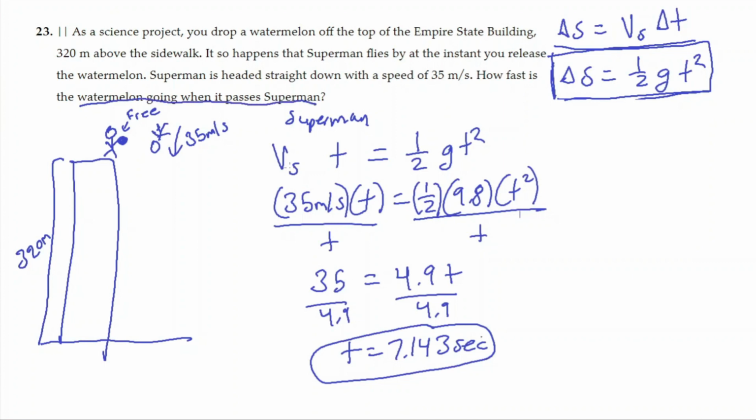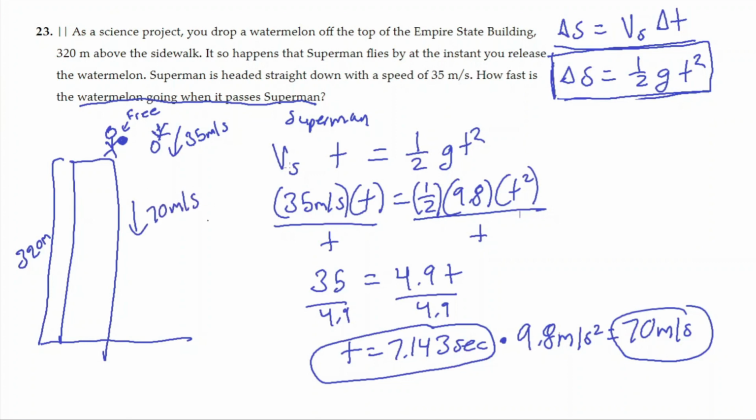So we know that it passes Superman after 7.143 seconds. What we could do is just multiply it by the acceleration of gravity, because it's in free fall. So if we multiply this 7.143 by 9.8 meters per second squared, we're going to get a velocity of exactly 70 meters per second. So when the watermelon passes Superman, the watermelon is traveling 70 meters per second downward. And that is going to be our answer.